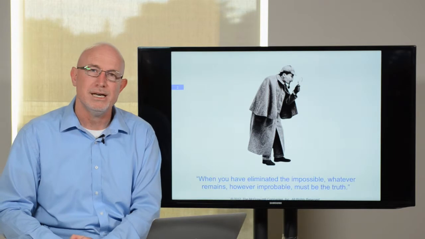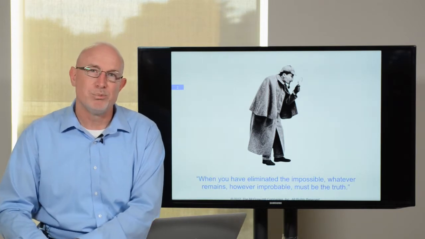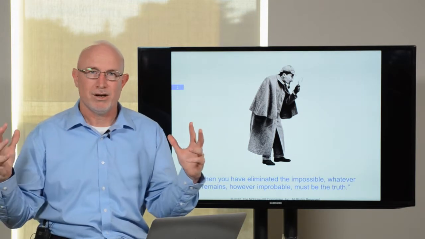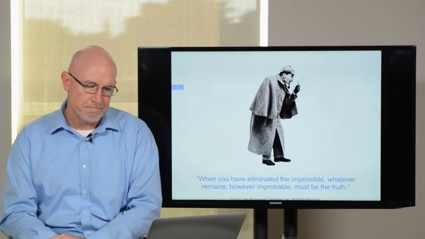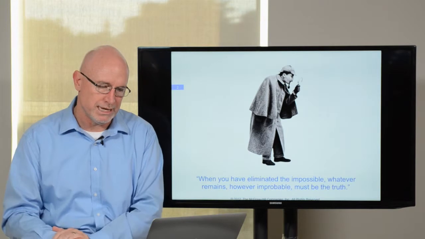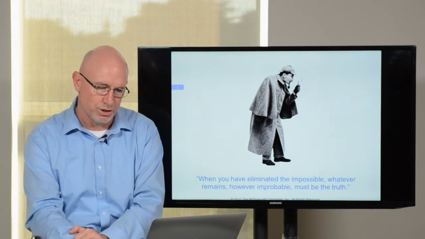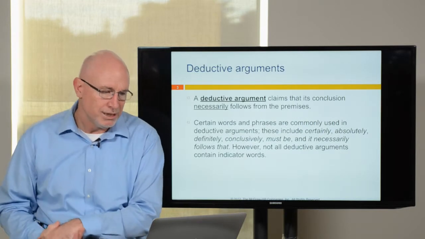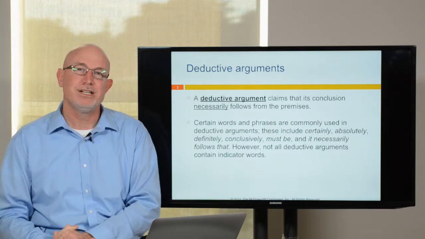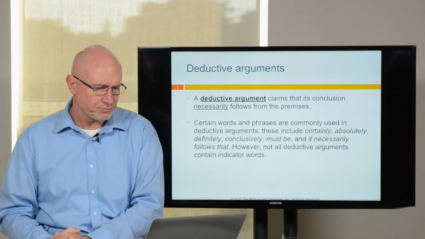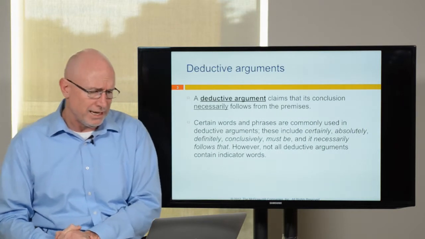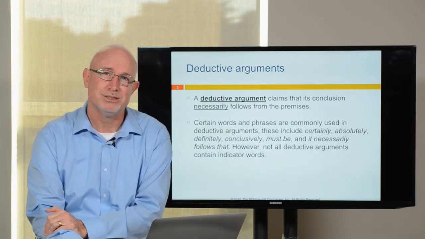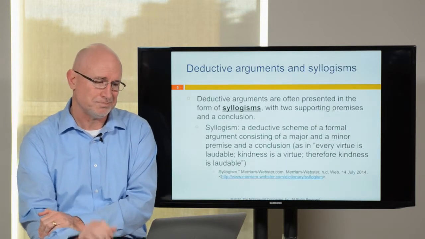When you see a word like necessarily follows, or conclusively, or it is definitely true that, you know you're dealing with a deductive argument as opposed to an inductive argument, where it is probably true, and it's on a scale of weaker to stronger. It's either true or not true in a deductive argument, and so we use words that imbue certainty. A deductive argument claims that its conclusion, as I've said, necessarily follows from its premises. Not all deductive arguments contain indicator words.